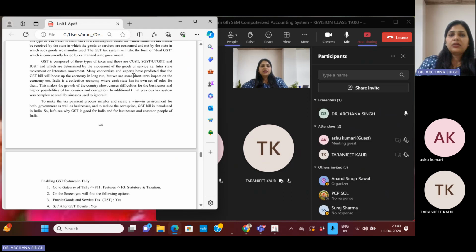सो जितने भी हमारे इकोनॉमिक्स एंड एक्सपर्ट्स हैं, they had predicted that जो GST बिल है, the GST will boost up the economy in long run, but we see some short term impact on economy too. So India is a collective economy where each state has its own set of rules for them. This makes growth of the country slow, causes difficulties in the business and higher possibilities of tax evasion and corruption.